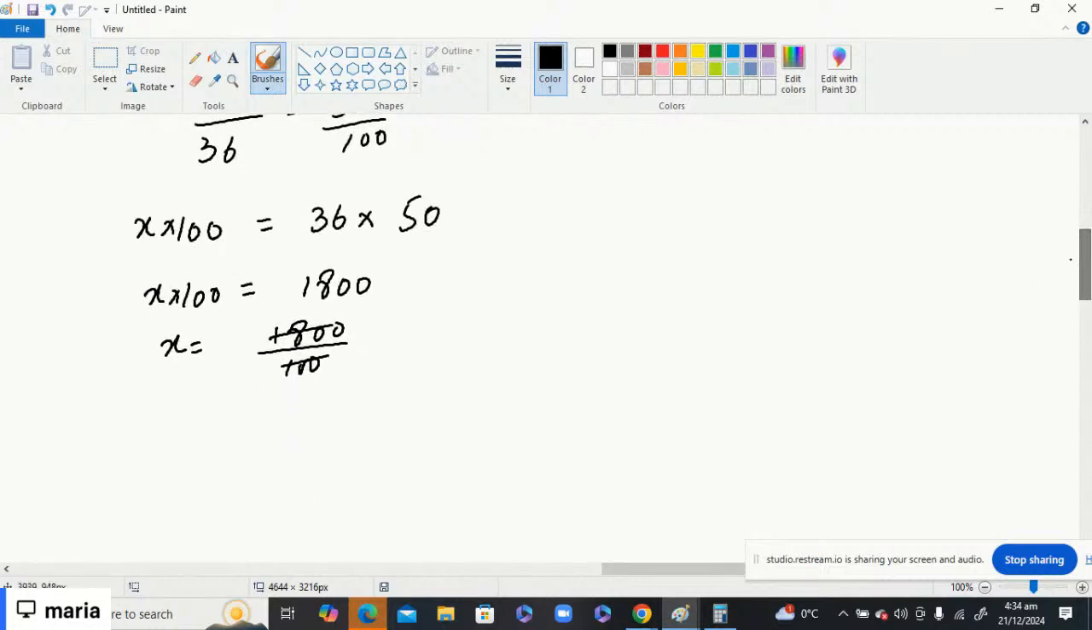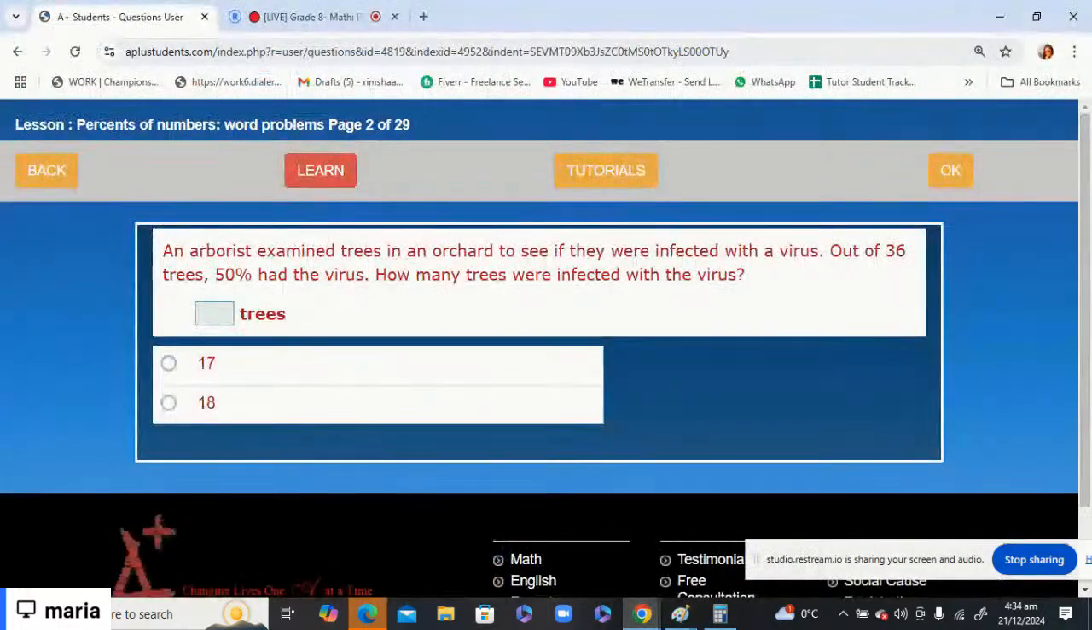So what's the answer? You get it? 18. So here we put 18.